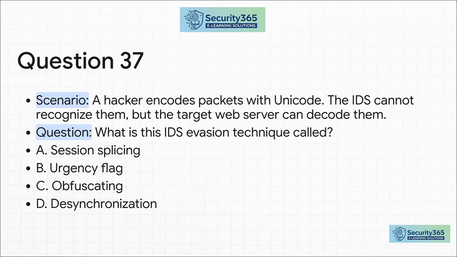In our next question, the hacker Kevin is up against a big obstacle, an intrusion detection system, or IDS. The whole job of an IDS is to monitor network traffic and spot malicious packets. So to get around it, Kevin encoded his packets using Unicode. Think of it like writing a message in a secret code. To the IDS, it just looks like a bunch of meaningless characters, but the web server at the destination has the key to decode it and understand the real message. This act of intentionally making data difficult to understand to evade detection is called C, obfuscating.